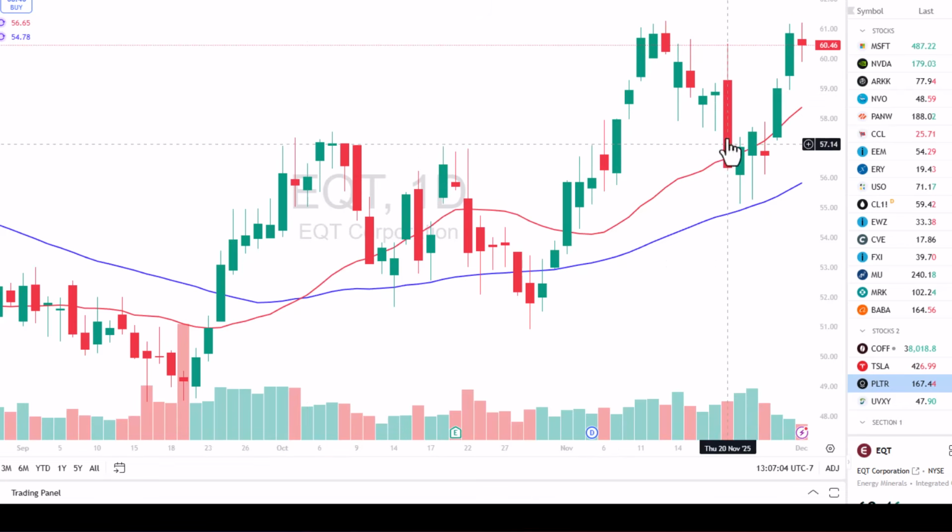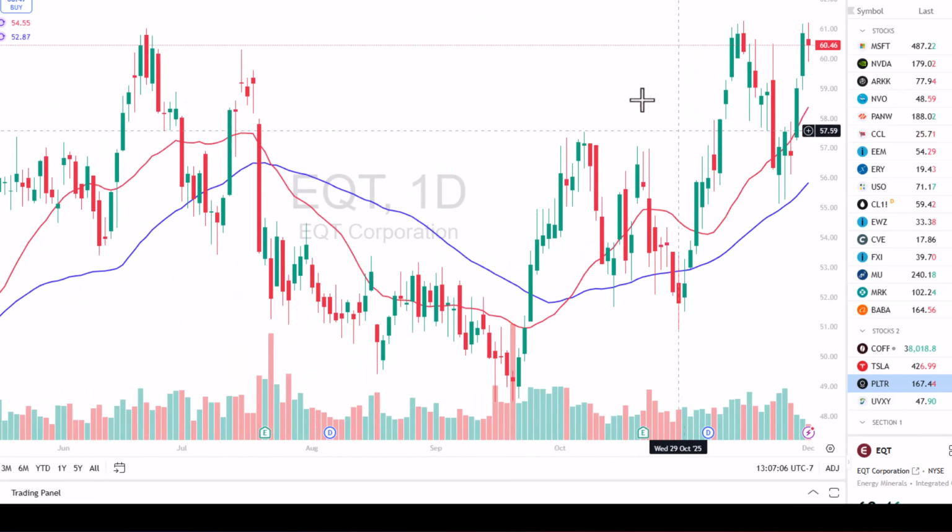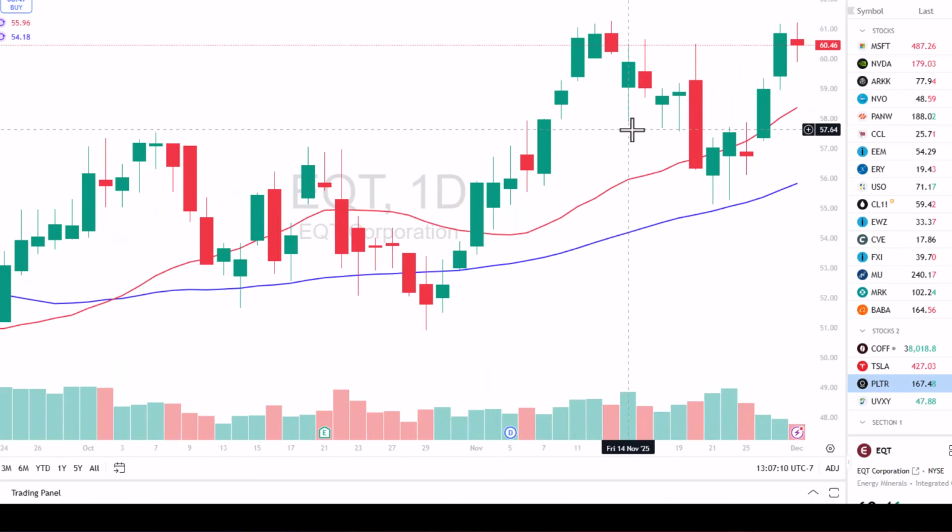So EQT, again, we could back out the chart. You could see the longer term, we're up at resistance. Shorter term, you can see the nice zigzag to the upside. You can see we're above upward sloping moving averages. Where do we think this can go?